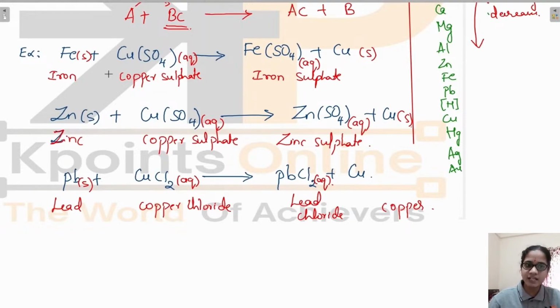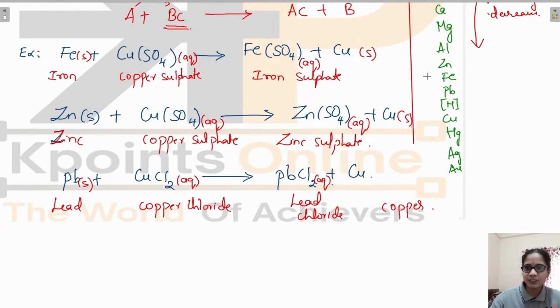Okay. This iron has displaced copper from this copper sulfate solution. It means that iron is more reactive than copper. Here zinc has displaced copper, means zinc is more reactive than copper. Lead has displaced copper here, it indicates lead is more reactive than copper. So only the reactive metals will replace the other element that is less reactive than that element, so that compound is formed here.